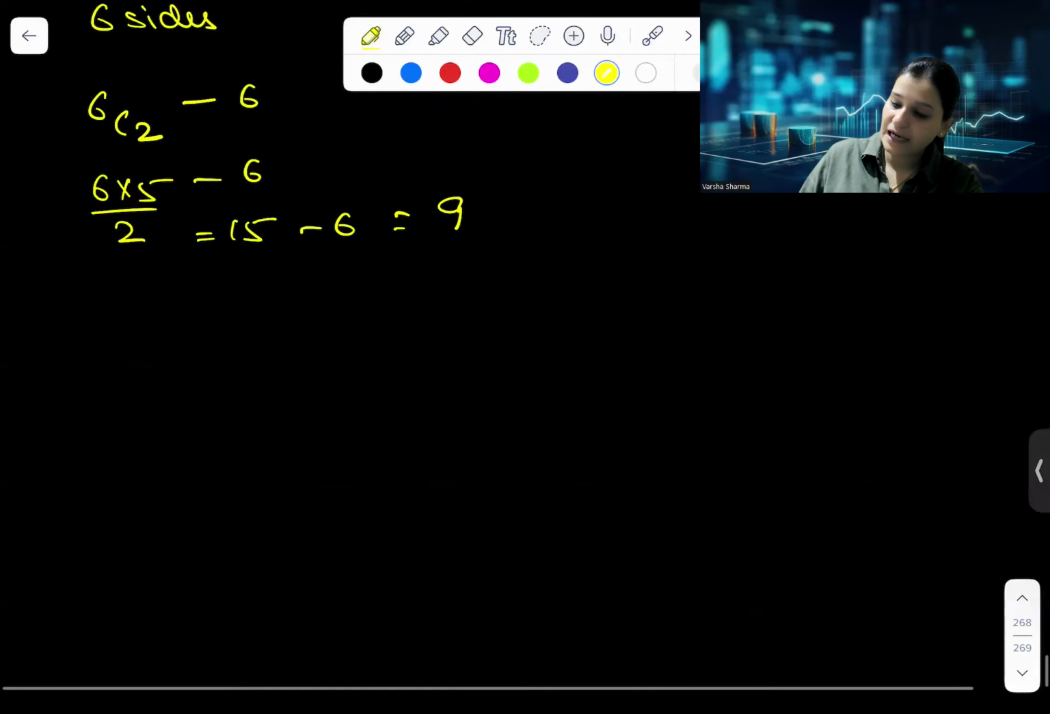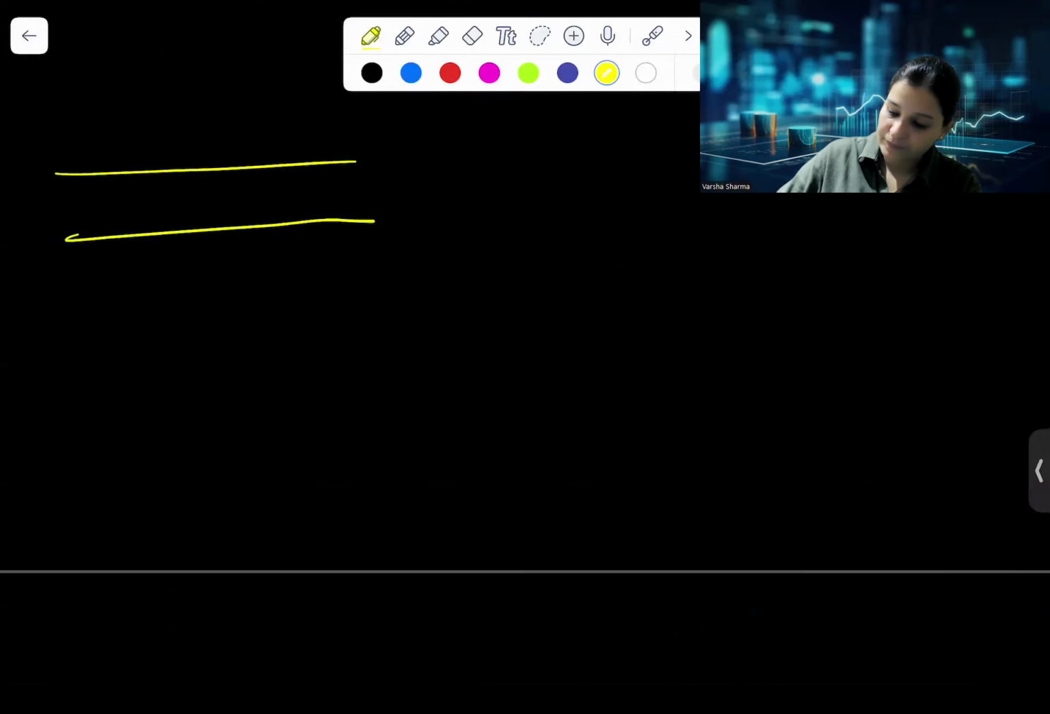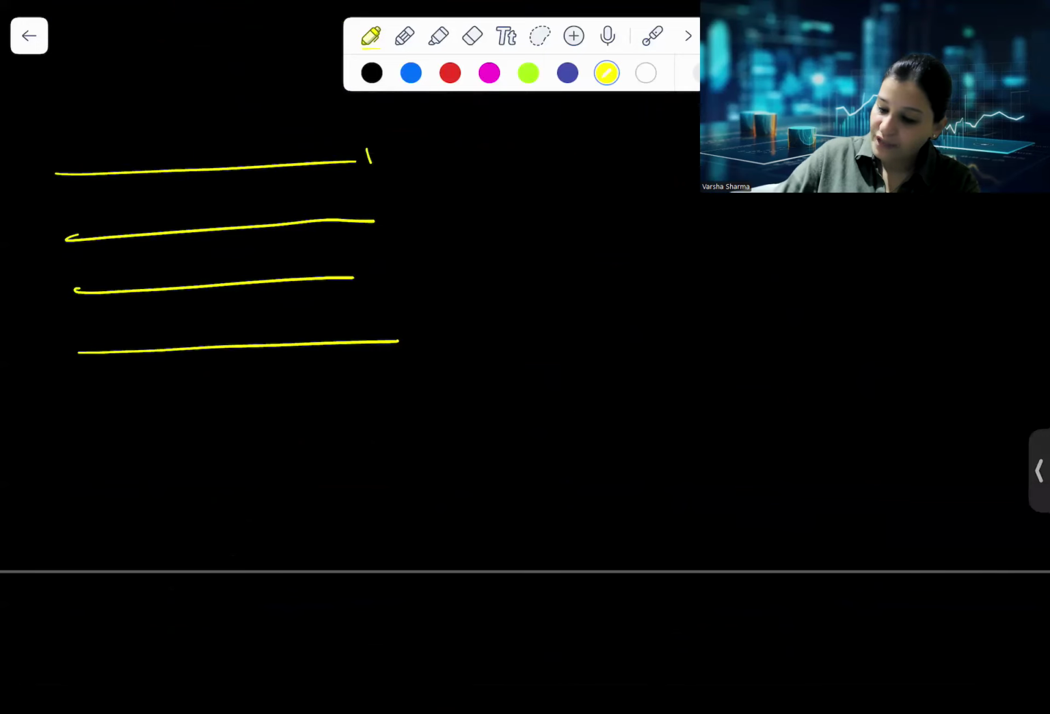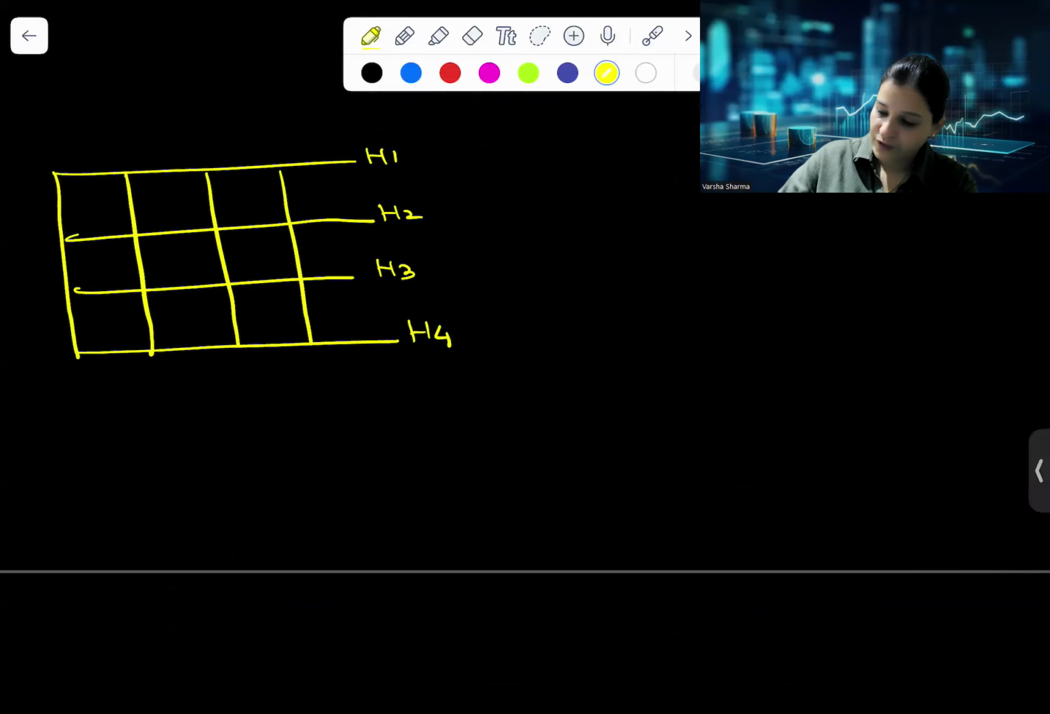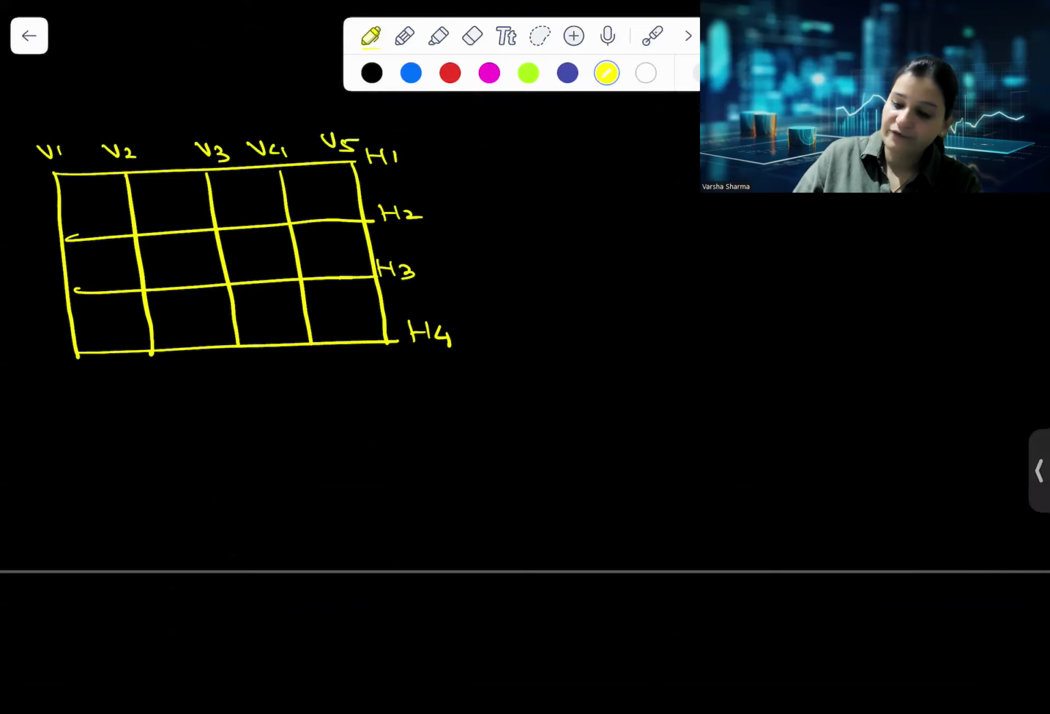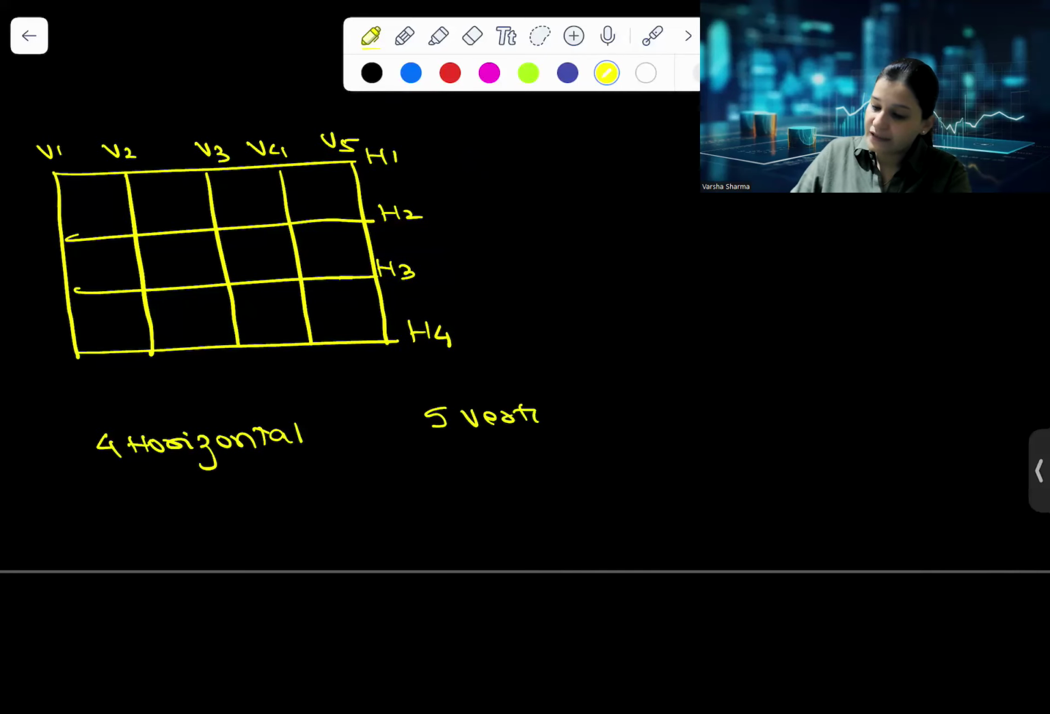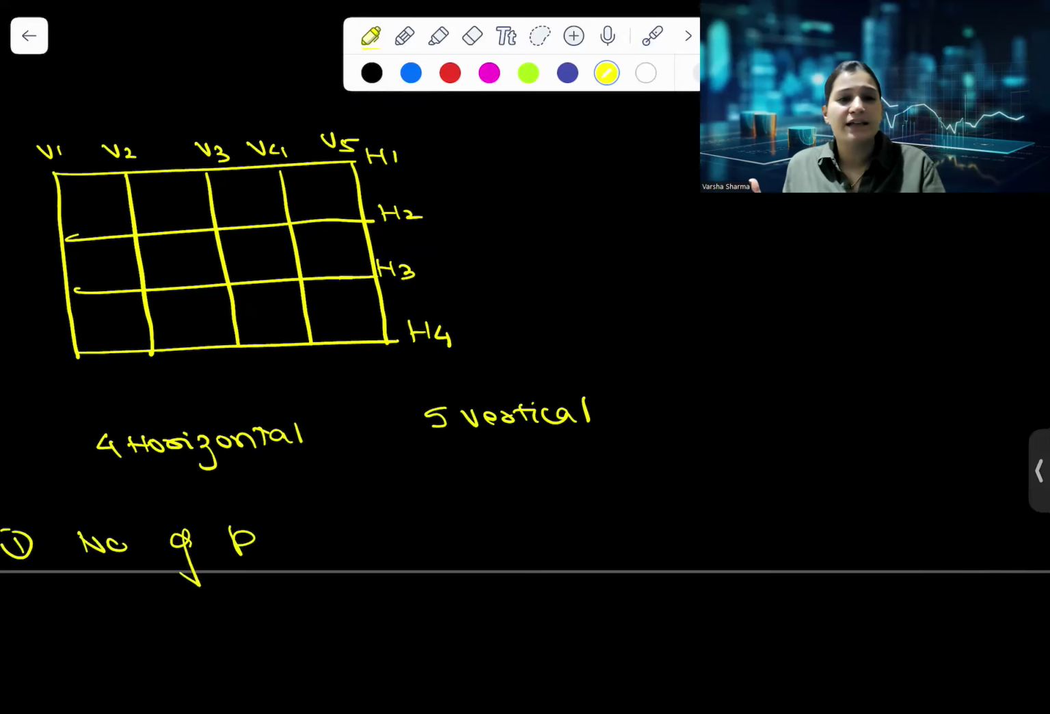Now, supposing I give you 4 horizontal lines, H1, H2, H3, H4, and I give you 5 vertical lines, V1, V2, V3, V4, and V5. So there are 4 horizontal lines and 5 vertical lines. What I want is the number of parallelograms. See, right now I've given the lines at 90 degrees.